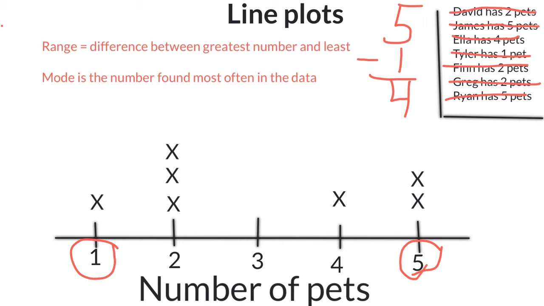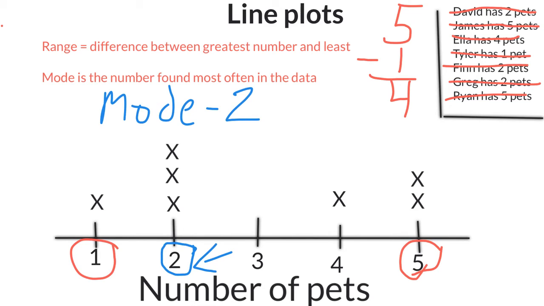Now let's talk about mode. Mode is the number found most often in the data. So which number had the most votes? We have 2 had the most votes because it had 3. So the mode of the data would be 2. Remember, we're talking about this number here, not how many x's are above the number 2.